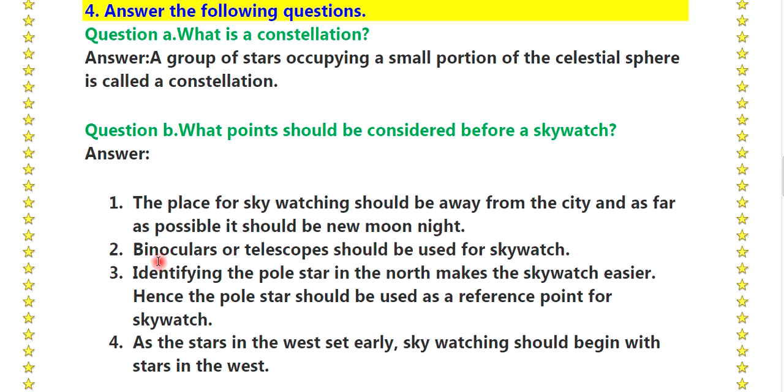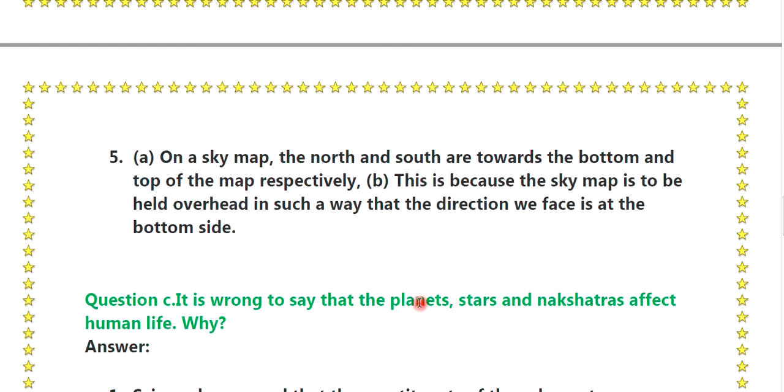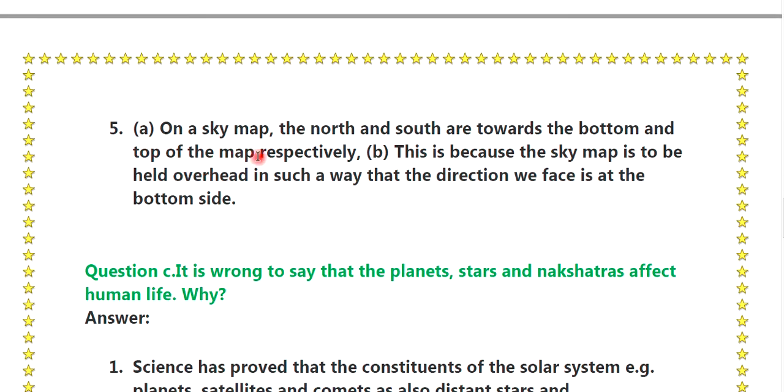Second point. Binoculars or a telescope should be used for the sky watch. Third point. Identifying the pole star in the north makes the sky watch easier. Hence the pole star should be used as a reference point for the sky watch. Fourth point is, as the stars in the west set, sky watching should begin with the stars in the west. Last point is, on a sky map the north and the south are towards the bottom and the top of the map respectively.